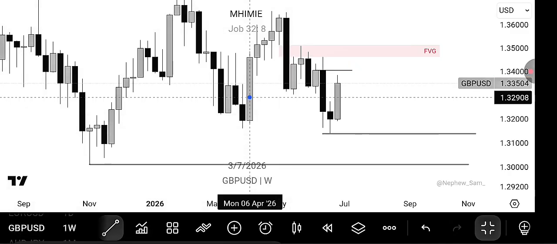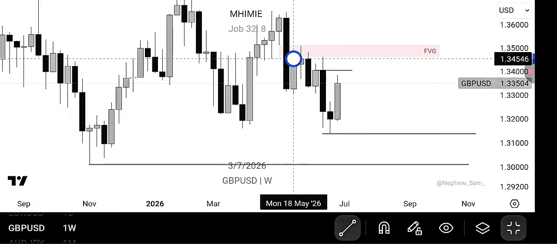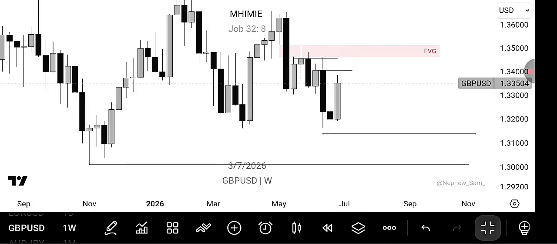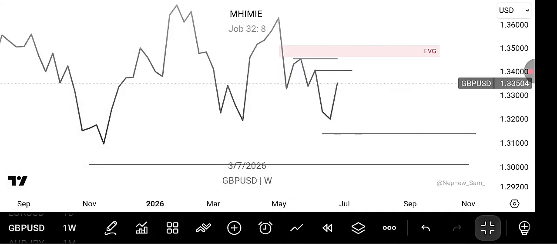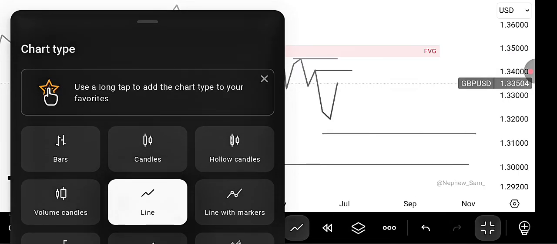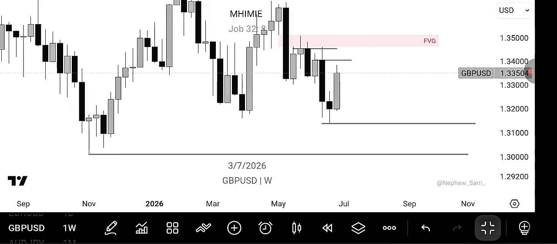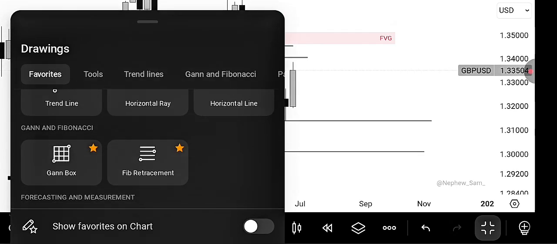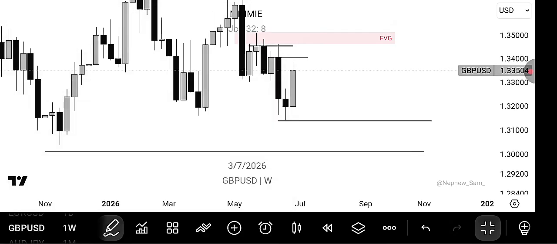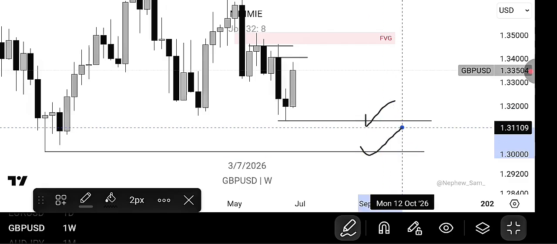Similar thing that happened right here. You check your line chart to find out that that's the key level. So that's where I'll be waiting for price, and I will short price from there. Our first level target will be to take out this. The second level target is to take out this.